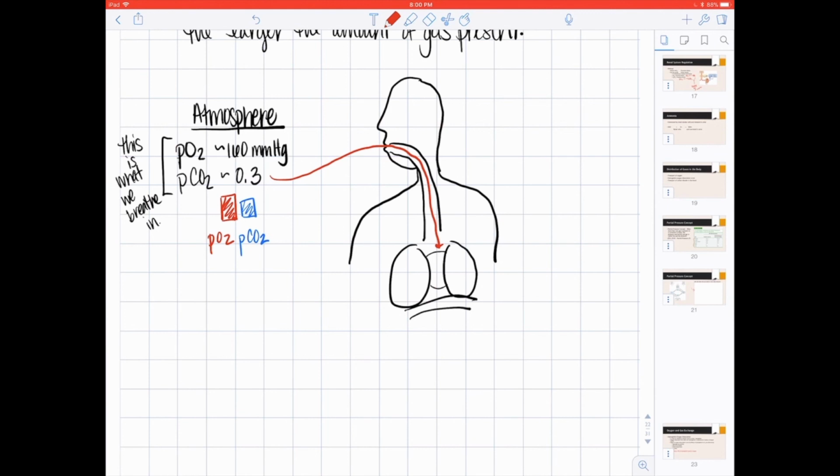Now, in turn, what are we breathing out? We're breathing out CO2, right? Mostly. We're also breathing out some oxygen, but CO2 is what we think of when we think of breathing out. So the partial pressure of what we are breathing out, we're actually going to have a PO2 of around 120. This is surprisingly high, right? And then we're going to have a partial pressure of CO2 of about 27. This is what we breathe out.